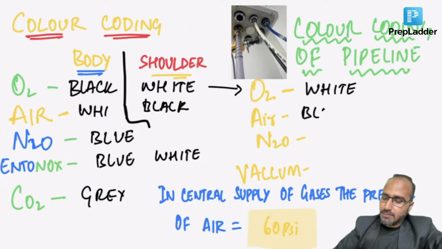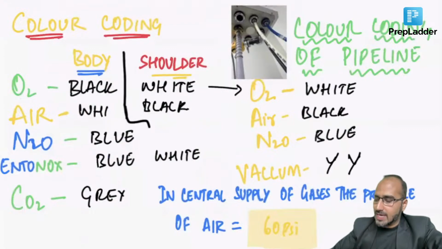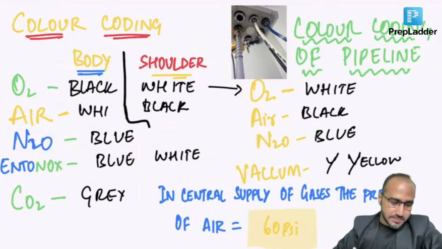Air pipeline is black in color. Nitrous pipeline is blue in color. And vacuum is used for suction and so on. The suction pipeline is yellow in color. For vacuum, we add a stroke and it becomes yellow in color. Okay, that's regarding the cylinder.